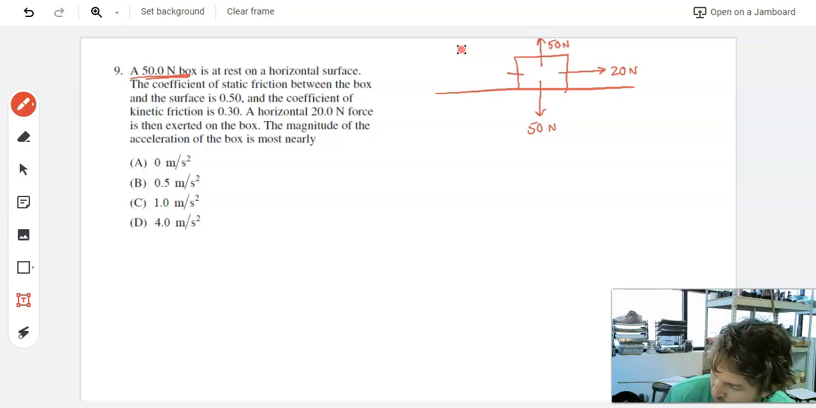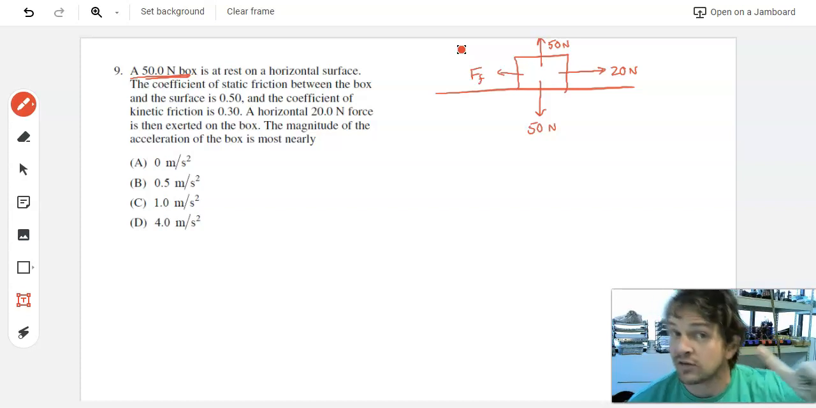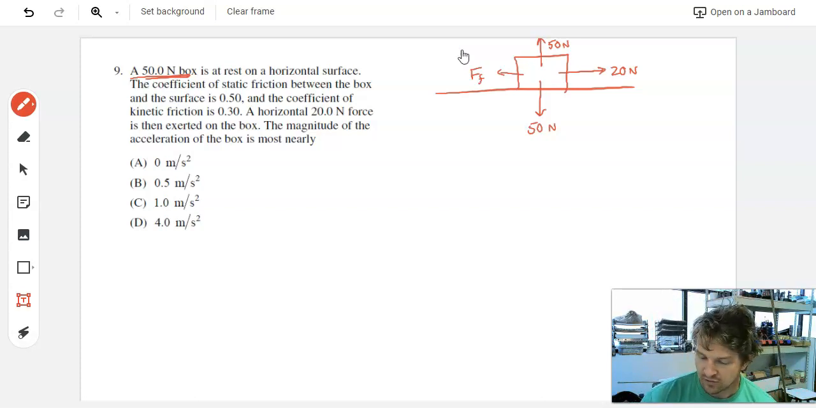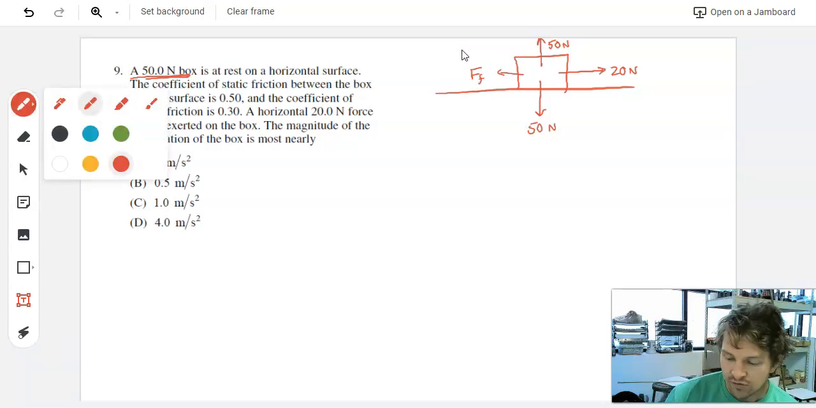And then we have this force of friction right here, resisting the motion, and we don't know what the force of friction is. It could be static friction if the box isn't even moving yet, and it could be kinetic friction. So first thing you need to do is check, is this 20 Newton force strong enough to overcome static friction? Is it strong enough to make it start moving? Okay. So we need to use the fun equation.